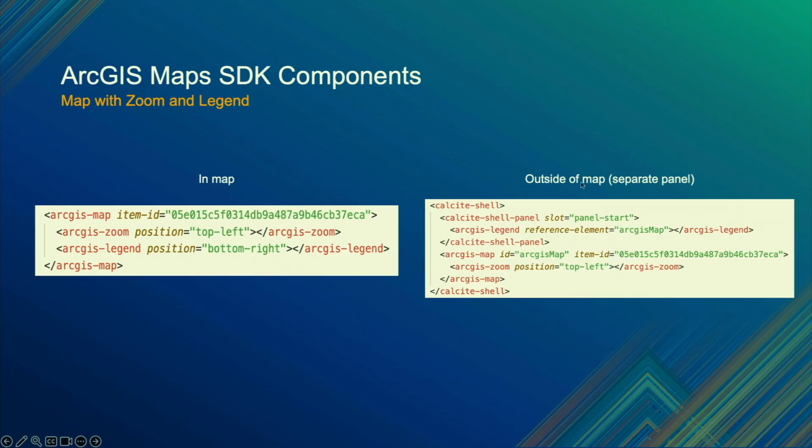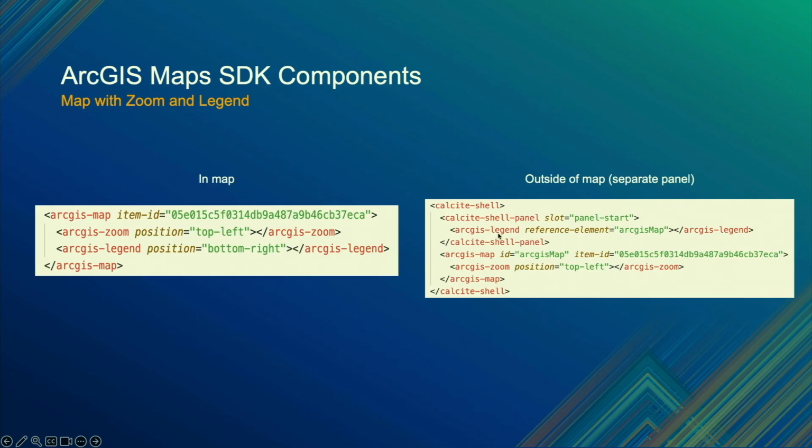So on the right side, I have a Calcite shell. At the second child of the shell, I have ArcGIS Map. I have an ID set to ArcGIS Map with the item ID and the zoom. But the sibling right above it, the Calcite shell panel, is slotted at the panel start.